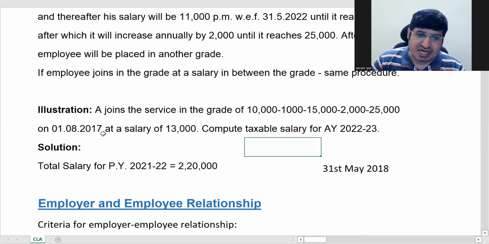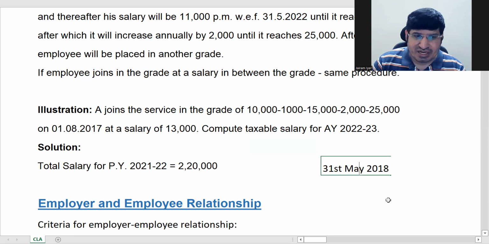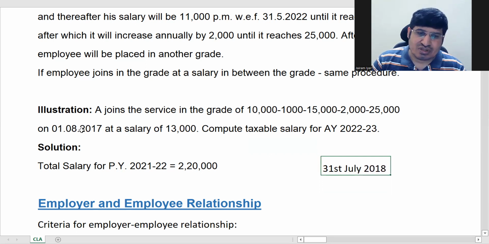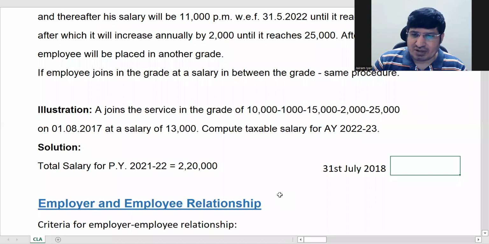Here you see we started from 1/8/2017. Sorry, I wrote May by mistake. It is not May, it is August, so 8 is August, and the previous month is July. It is actually July. So always go 1 month back: the starting date, and then the ending date of the previous month. So here it will be 31st July 2018, this is where it will end.